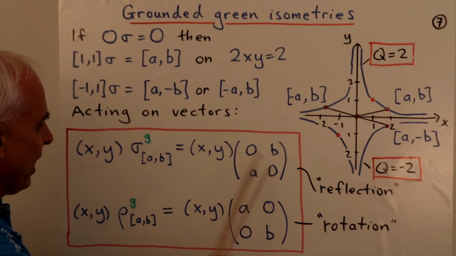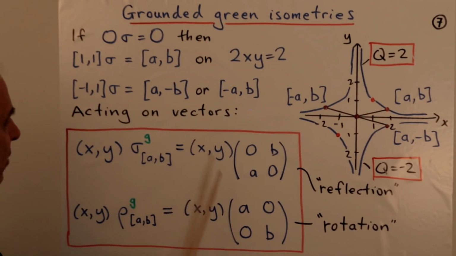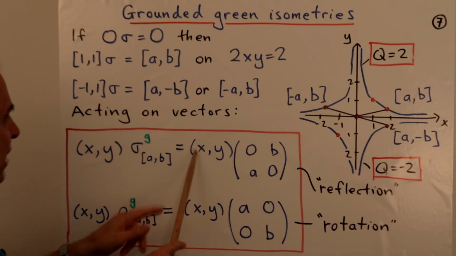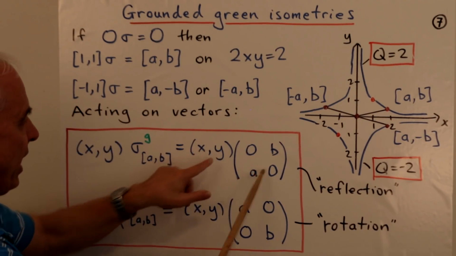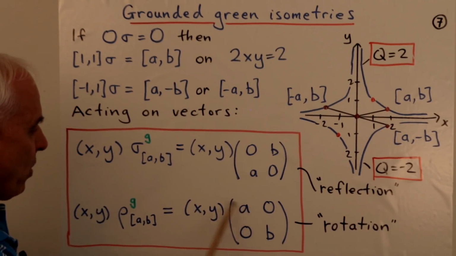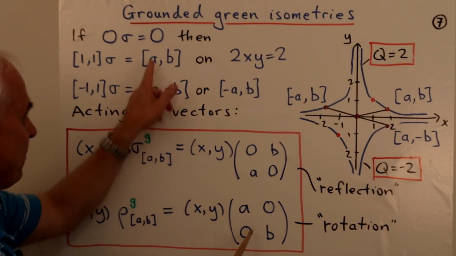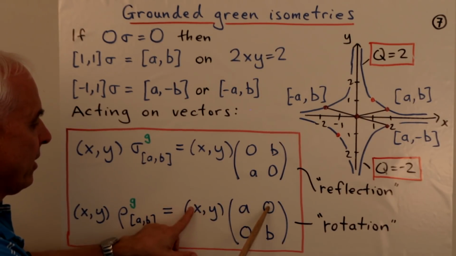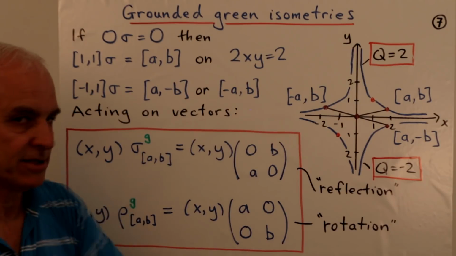Matrix 0, B, A, 0. If you multiply this by 1, 1, you get A, B. And if you multiply it by minus 1, 1, you get A minus B. And here, if you multiply by 1, 1, you get AB. And if you multiply by minus 1, 1, you get minus AB, which is that case there.